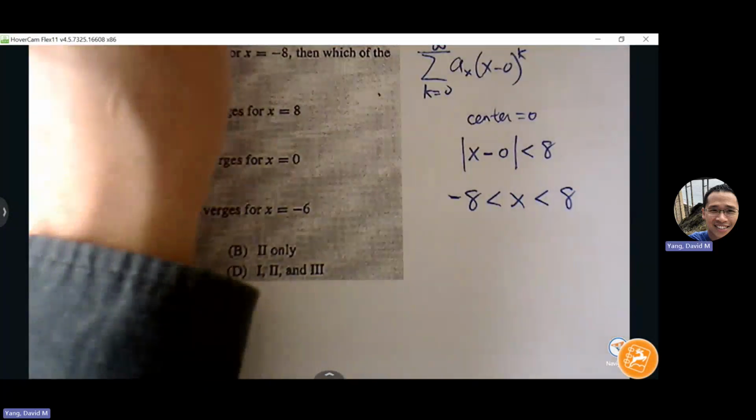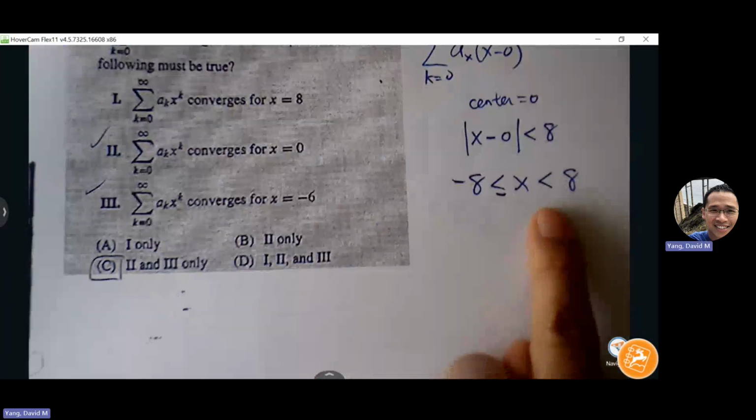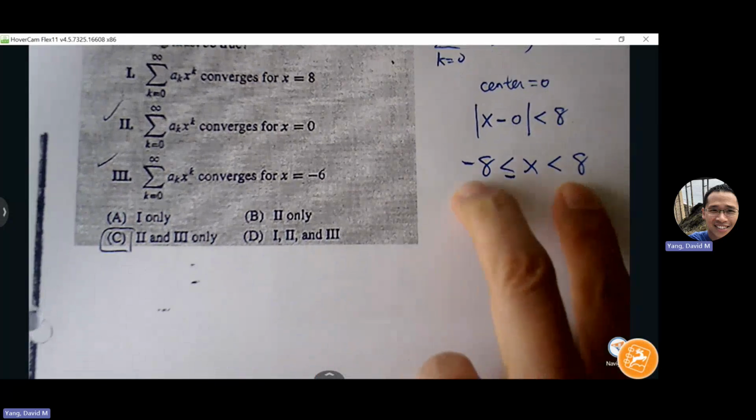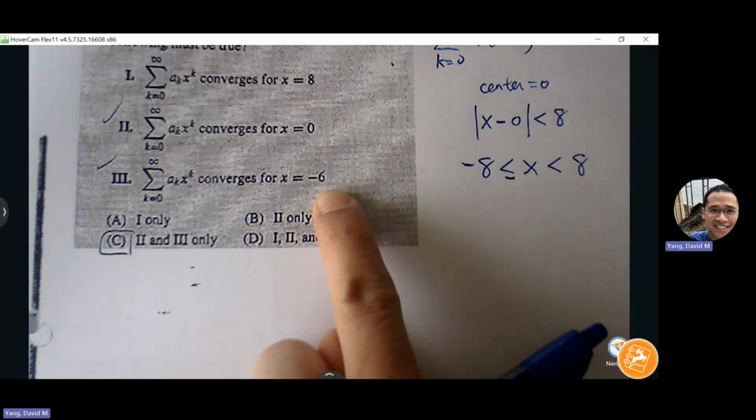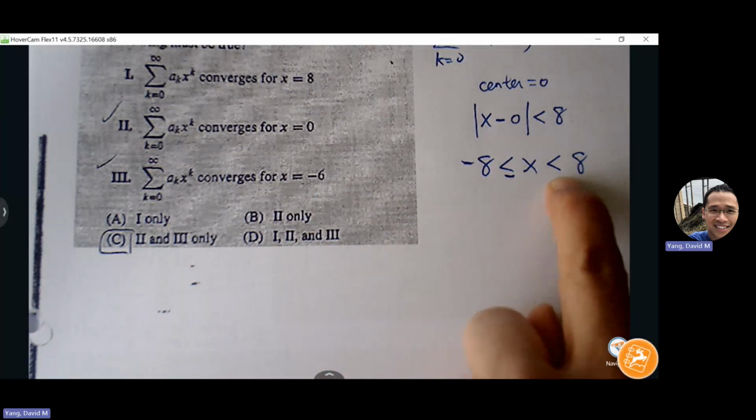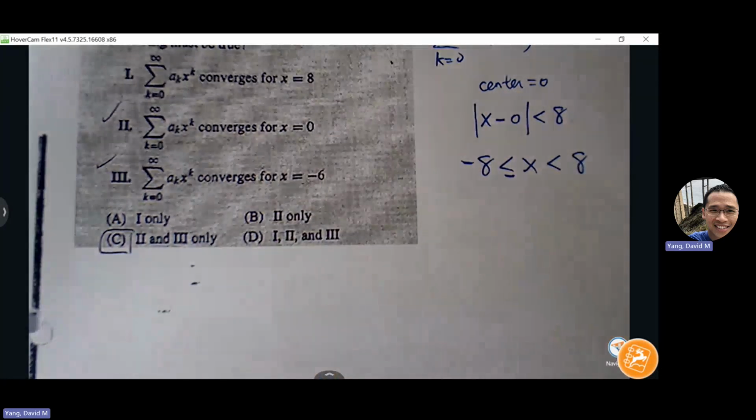Okay, so it says converges here. We don't know if it converges at 8. But if we know that our interval is between -8 and 8, we can safely say that -6 will converge. But 8 is something we're unsure about, so we can say for sure 0 and -6 converge. That makes sense.